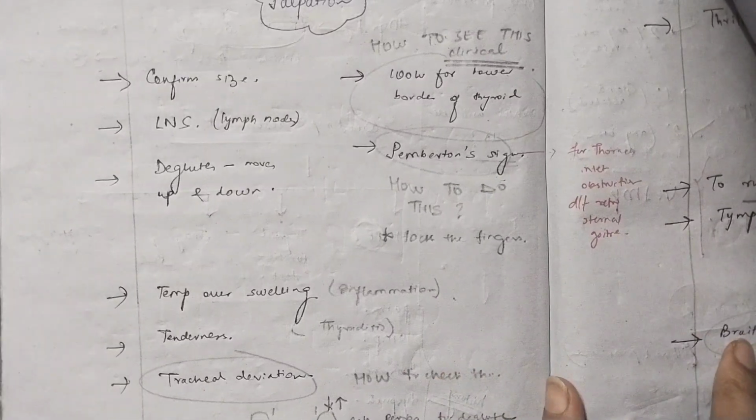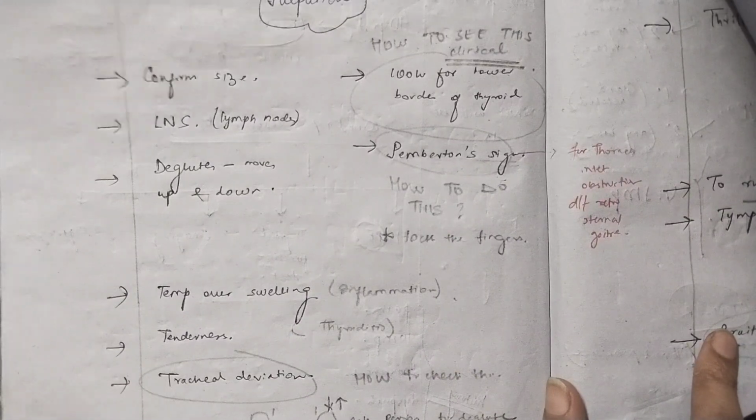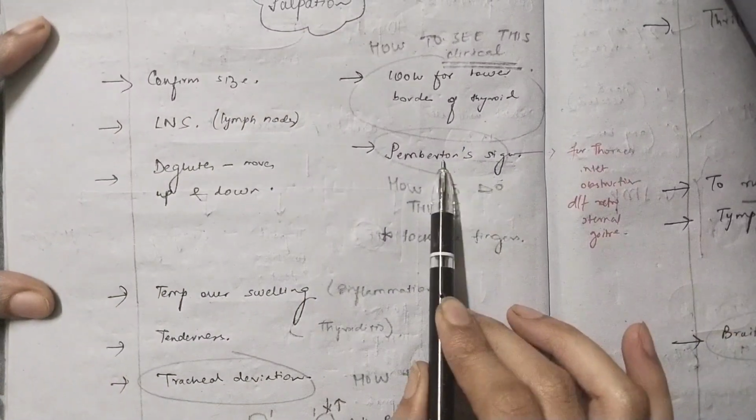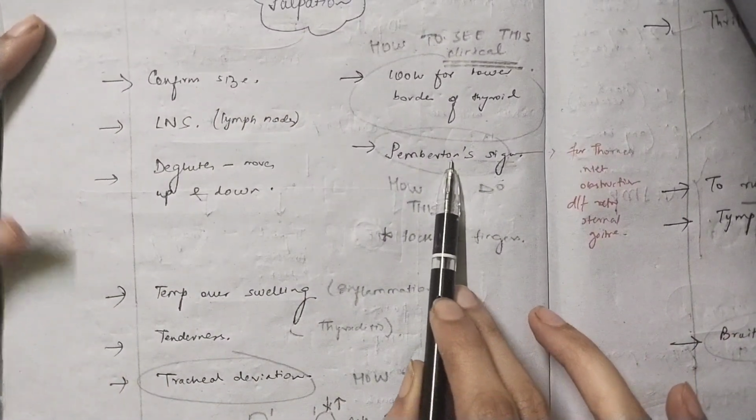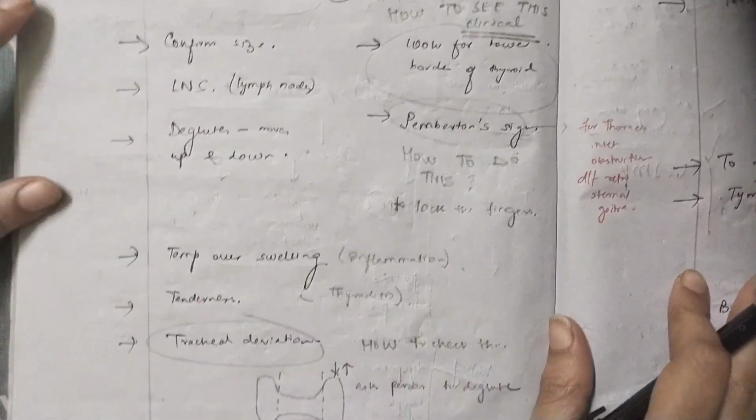What is Pemberton sign? You will ask the patient to outstretch their hands and raise both their hands above their head. If their face becomes red, if there is plethora, that means Pemberton sign is positive. This happens in case of thoracic inlet obstruction, that is seen in case of retrosternal goiter.